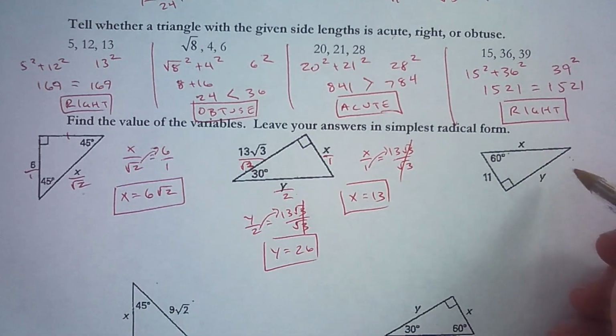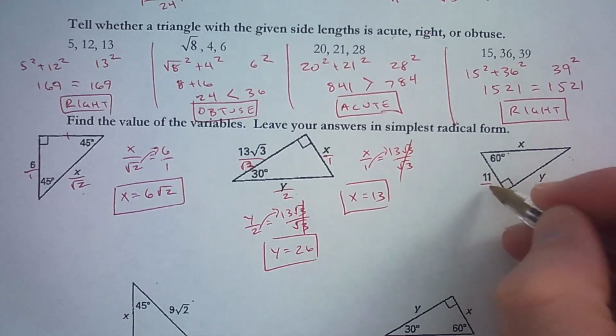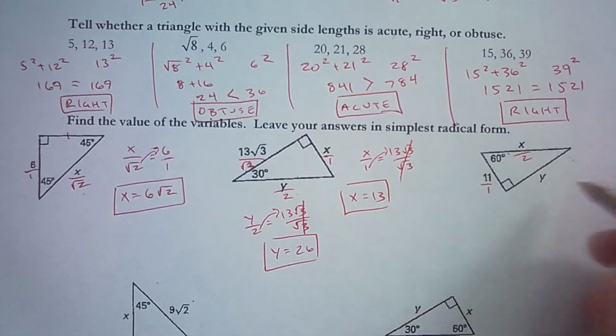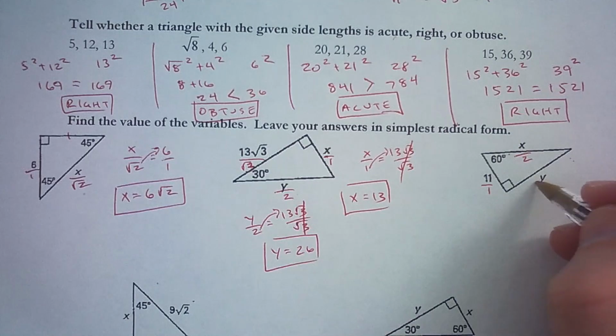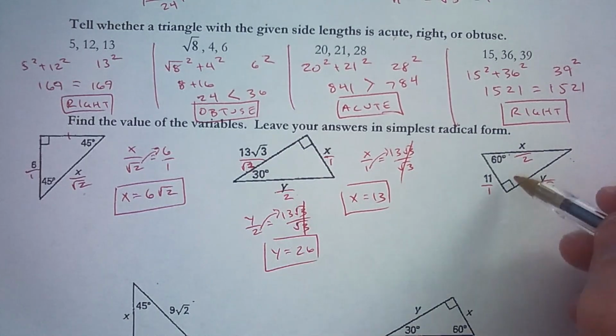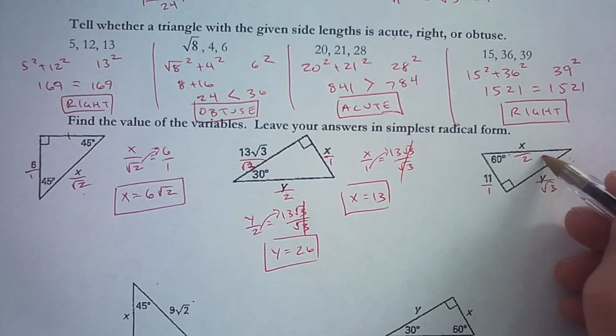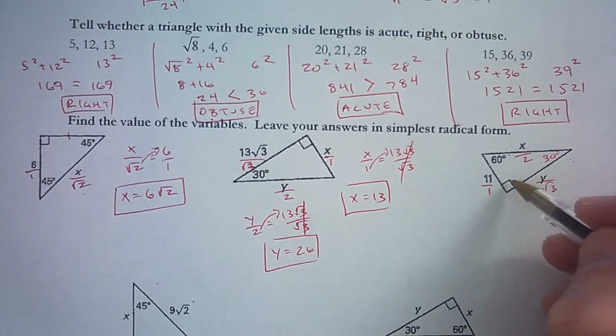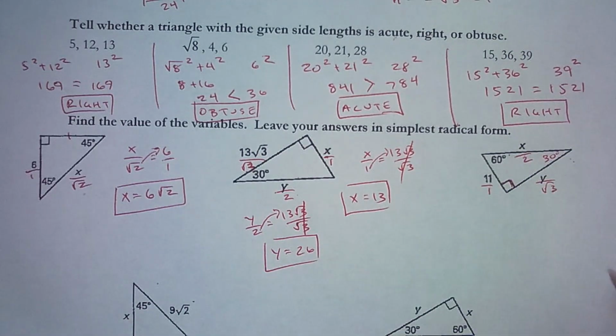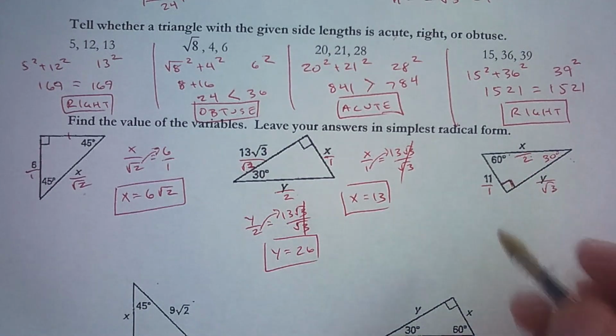Okay, then another 30, 60, 90. The shortest is to 1, the longest is to 2, and the medium side is to the square root of 3. Remember, the shortest is always across from the 30-degree angle. The longest is the hypotenuse across from the 90-degree angle. So we have our 1, 2, root 3.